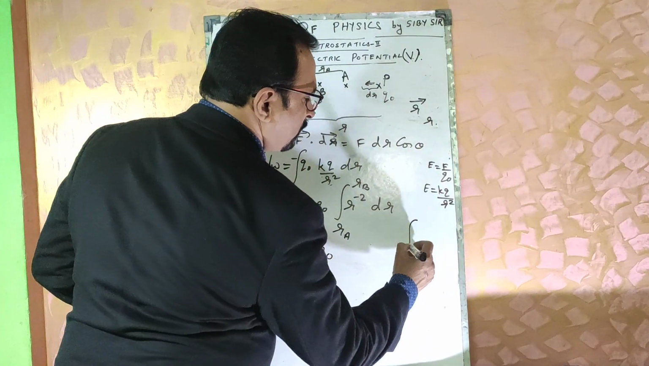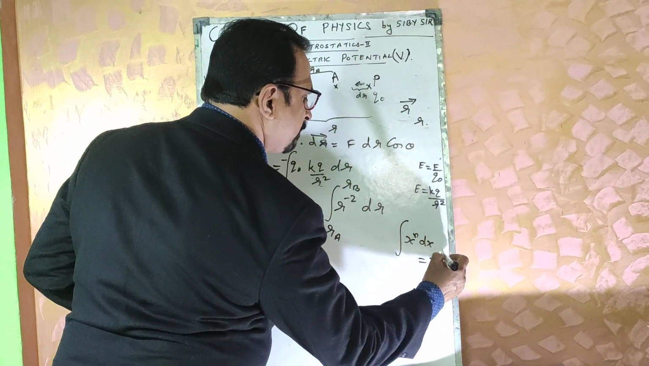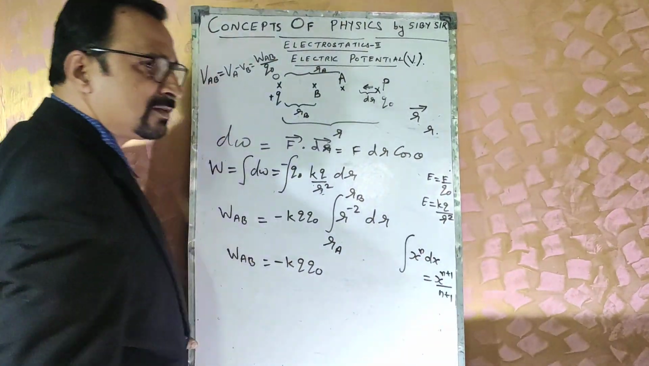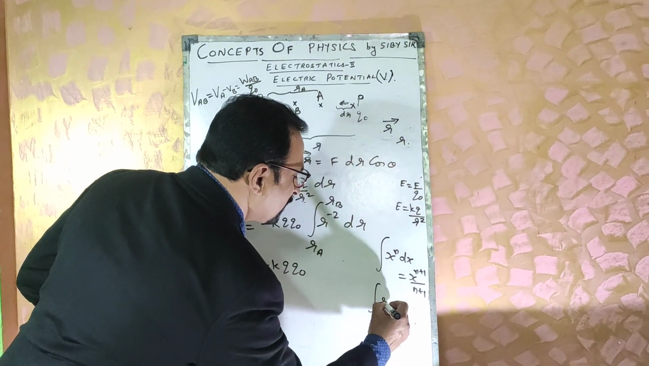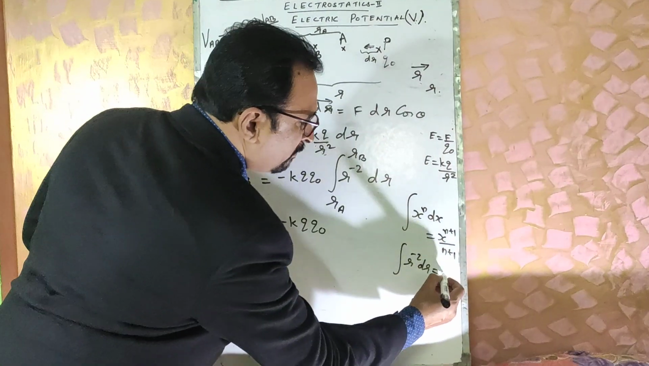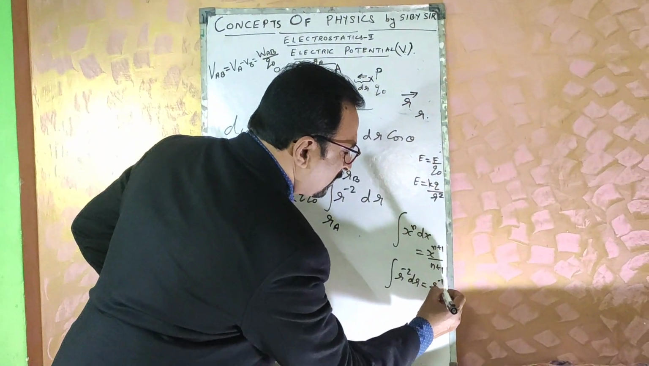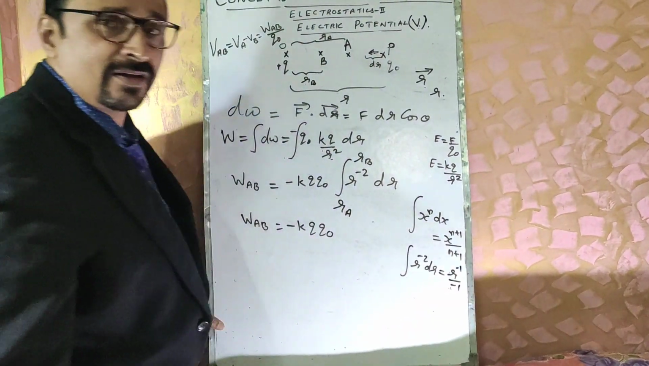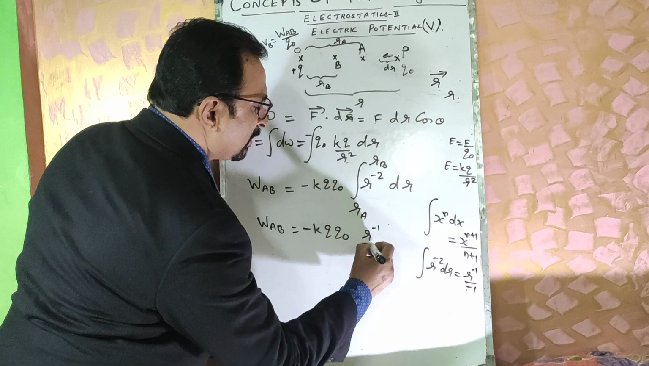What is the integration of x power n dx? The answer is x power n plus 1 by n plus 1. This is what you studied in your maths. So similarly, what is the integral of r raised to minus 2 dr? We can apply the same formula here. It will become r raised to minus 2 plus 1, that is minus 1. So r raised to minus 1 by minus 1. That is the integration.